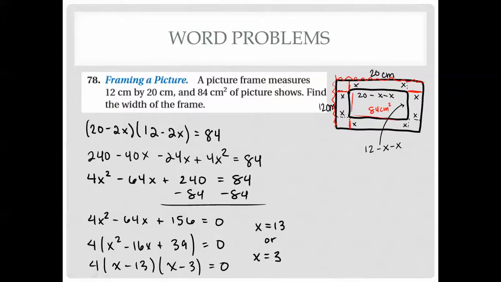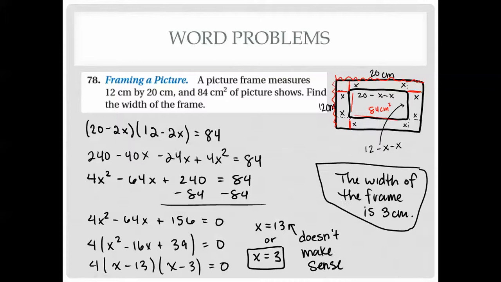I get x equals 13 or x equals 3. The answer that makes the most sense is x equals 3, because the height of the picture is 12 centimeters. It doesn't really make sense that the frame would be 13 centimeters wide on each side of the picture. So the width of the frame is 3 centimeters.